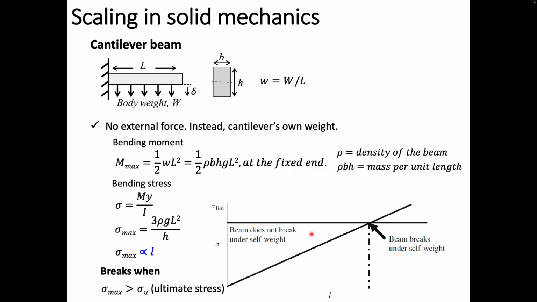What that means is that as you scale up, if you are here, you are fine because the maximum bending stress is still lower than the ultimate stress. But as you scale up, there will be a point where it hits the ultimate stress. And if you scale up even more, the ultimate stress is now lower than the maximum bending stress, so it is going to fail. With that, you can also understand this.